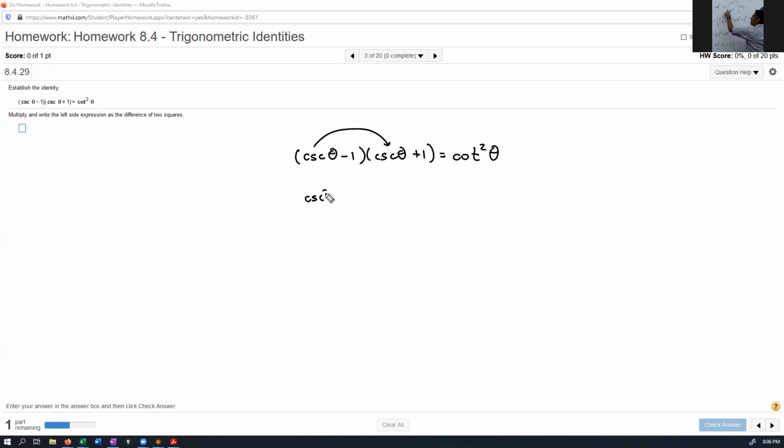We've got cosecant squared theta. And then this goes to here, that's cosecant theta. And then here to here, that's minus cosecant theta. Those are going to cancel. And here to here, I get minus 1. So that's what the left-hand side is equal to. Now that gives me cosecant squared theta minus 1. But this is a Pythagorean identity. You can look on your formula sheet. That is cotangent squared theta. So we're done with that one. All right, next one.